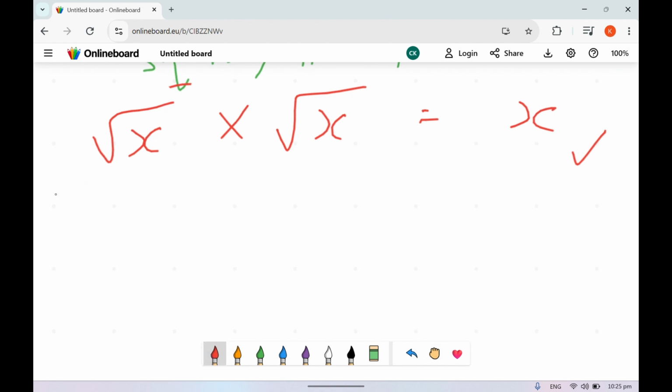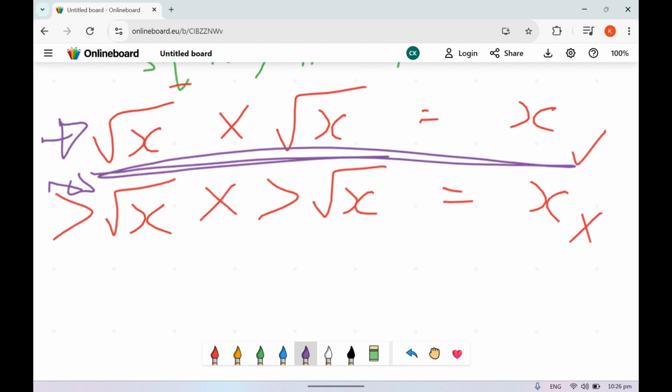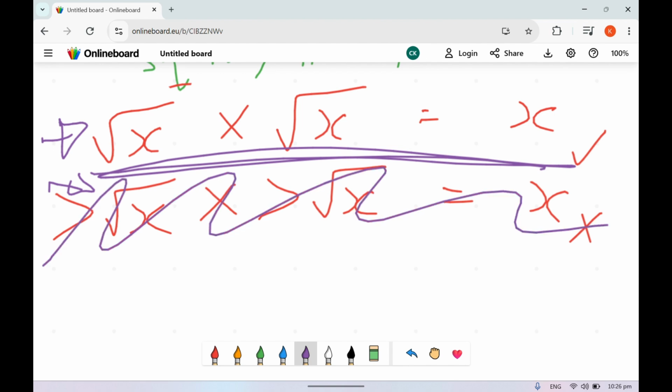But if you take something greater than the square root of x, and something greater than the square root of x, and expect to get x, that's not going to be possible. These two statements are contradictory. Agree? So only one of them can be true. They can't be true at the same time. And we know that this is, of course, mathematically true. So this is just completely wrong.